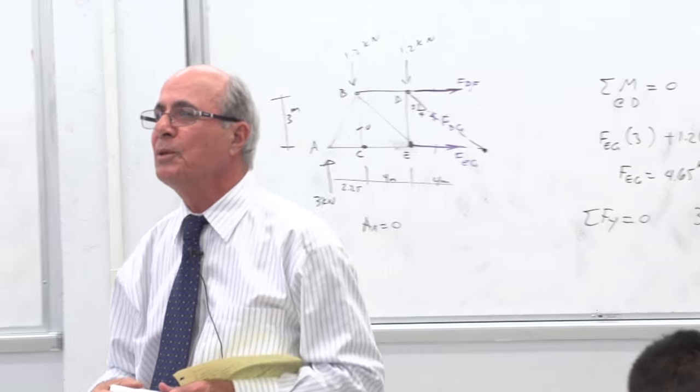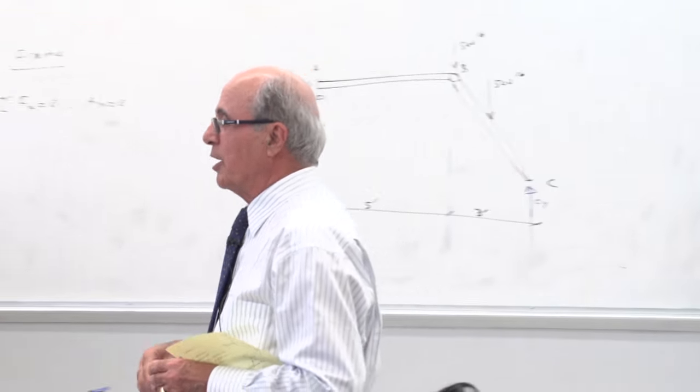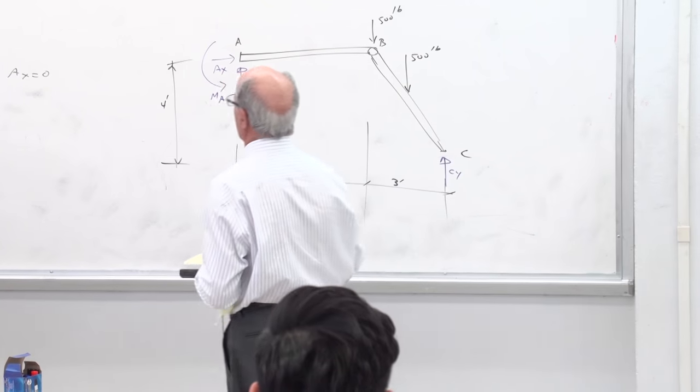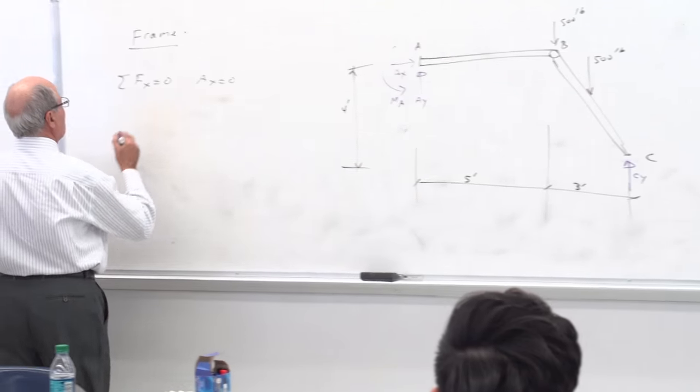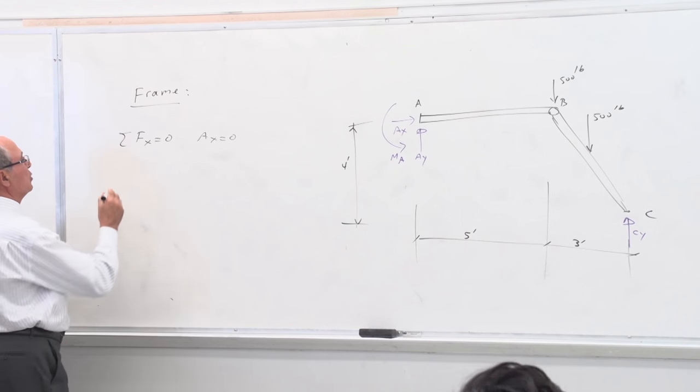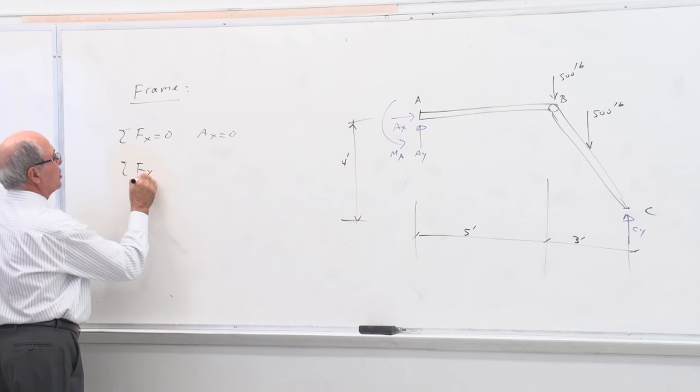Now, what's the step two? What did you write there? See, step one, we're already following that. We can continue with doing that. So you can, but it doesn't get us anywhere. The next equation you want to write, please write it down just to finish it. So you write sigma F_y equal to zero.